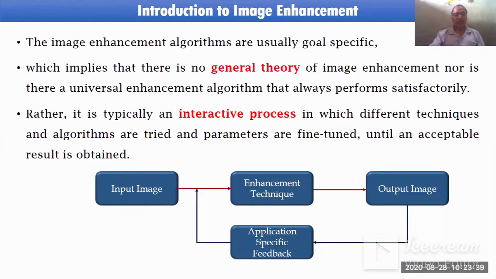Okay, so rather, it is an interactive process here. So this is an interactive process, in which different techniques and algorithms are tried and different parameters are used until we obtain an acceptable result. So that is important. Interactive process means first we have to apply something, then we view the result, whether the result is acceptable or not. If not, we can again apply some enhancement technique, then view the result. If not, again this.